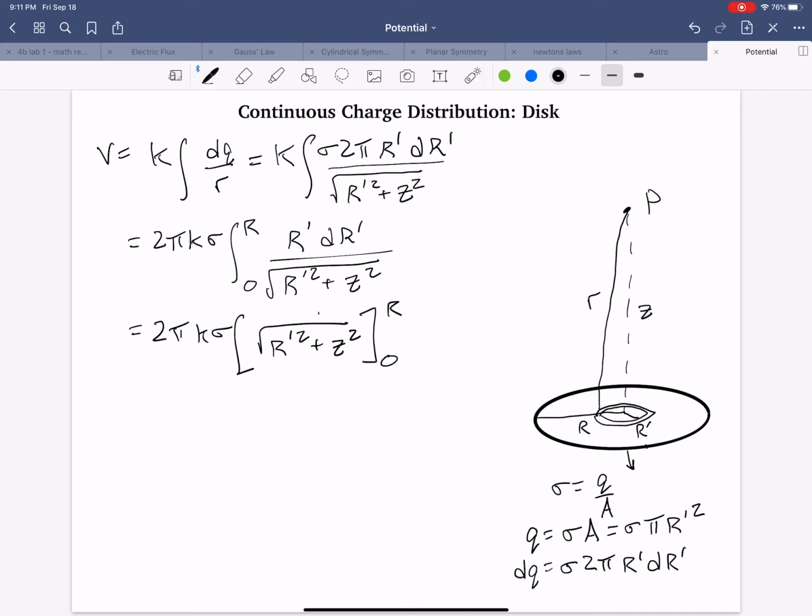And so those limits, when we plug in r prime, we have 2 pi k sigma, and then we have the square root of R squared plus z squared, and then minus, when we plug in 0, that's just z. Now this is our answer, in general terms, in an expression, for the potential at point P.